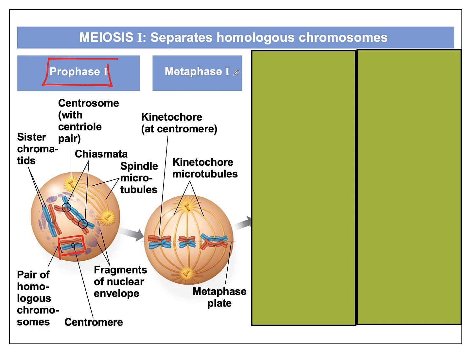Next we have metaphase 1. So what's going to happen in metaphase 1 is that the homologous chromosomes are going to line up at the metaphase plate. Notice that we are still in those tetrads. The homologous chromosomes are still associated with each other.